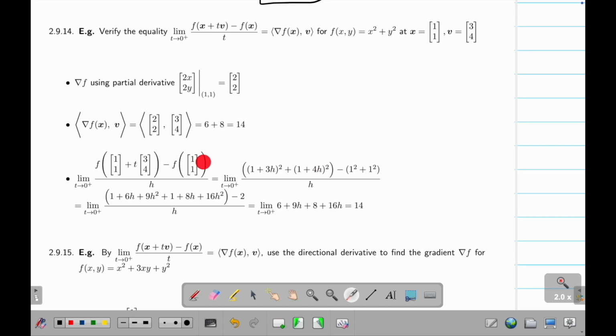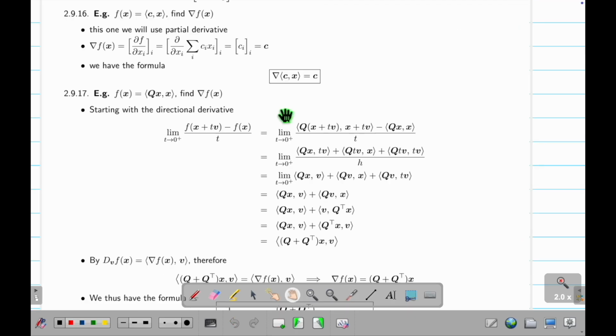And then this is what? x squared plus y squared. So x squared plus y squared. This thing we calculate. Okay, skip the details. You get this, 14. Okay, 14t equals 14. Of course. What's the gradient of the inner product? The formula is this. How do you prove it?